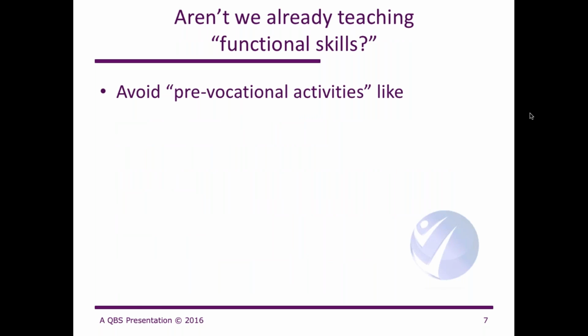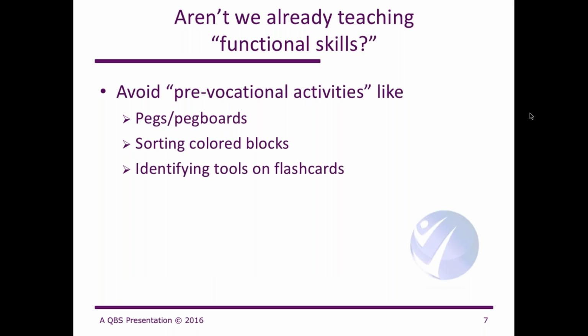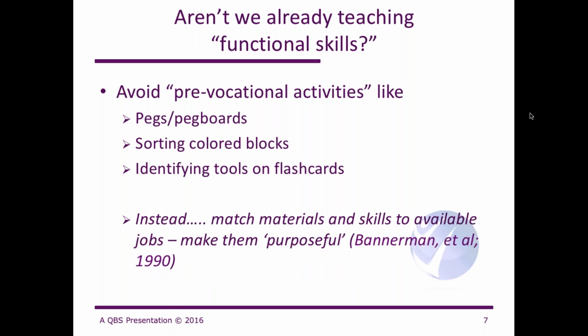We want to avoid pre-vocational activities, things like pegs, pegboards, sorting colored blocks, and identifying tools on flashcards. These tasks may not generalize once the consumer leaves the workshop or training environment. Often, consumers never move on from these targets because they don't generalize to actual job tasks. Instead, we can match materials and skills available in jobs. Targets like sweeping and cleaning tables may be more job-related.